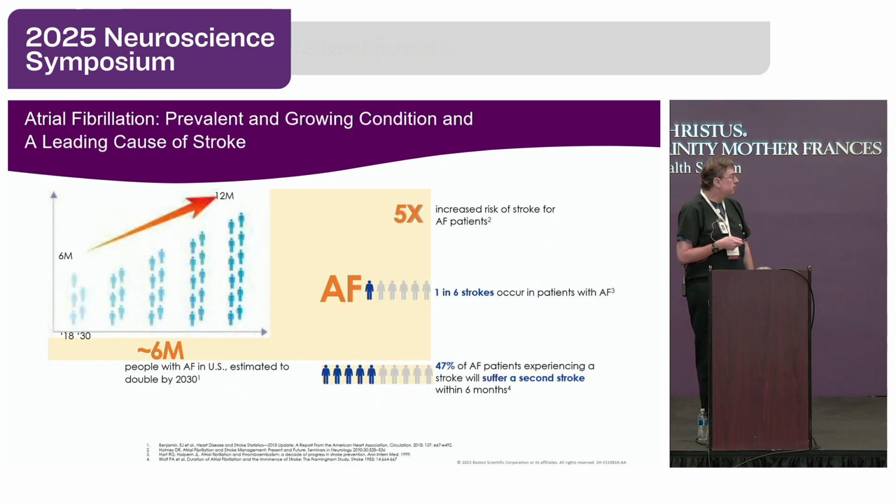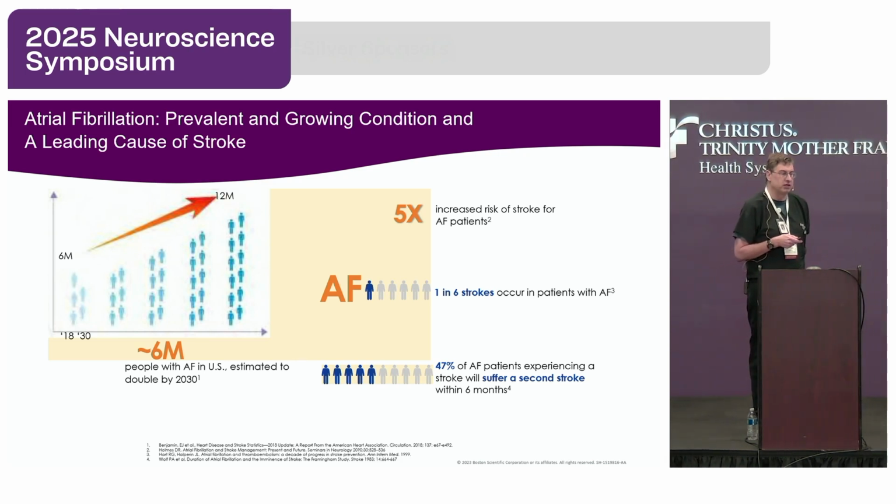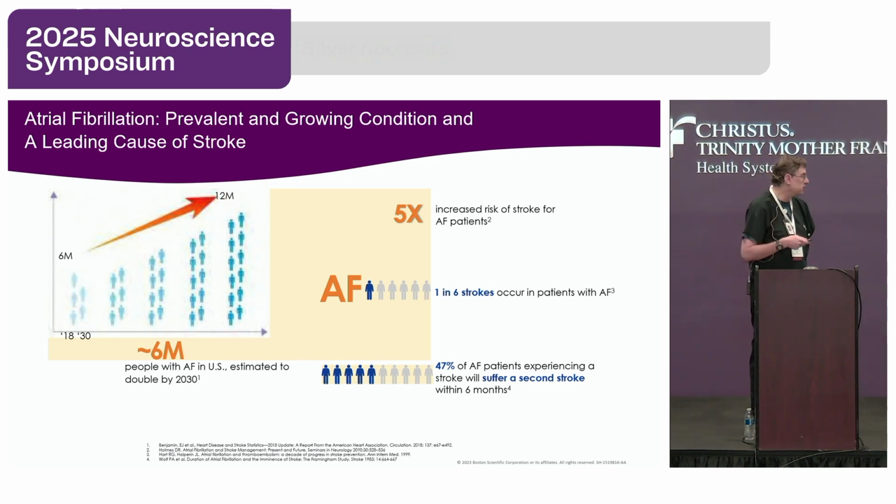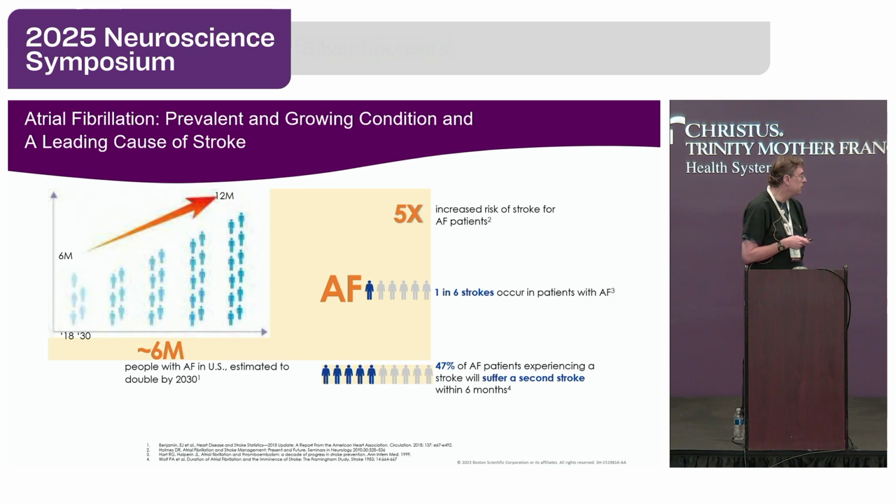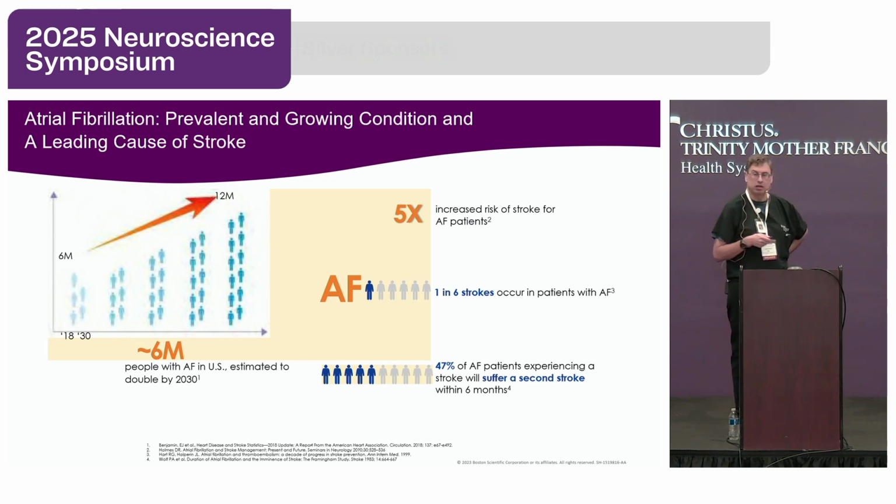Okay, so atrial fibrillation is a prevalent and growing condition. There are estimates that upwards of 6 million people currently have it in the United States and expected to grow to 12 million by the year 2030. Generically speaking, if you have atrial fibrillation, your risk of stroke is increased by about fivefold. You can further define that based on the CHA2DS2-VASc score, but in general, that's what we say. And 1 in 6 strokes that come to the hospital or in general are actually related to atrial fibrillation.